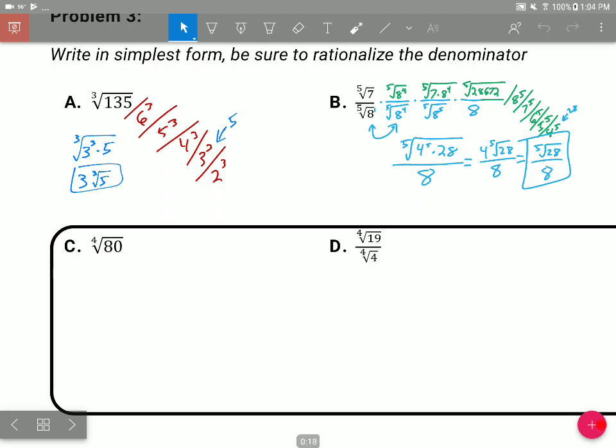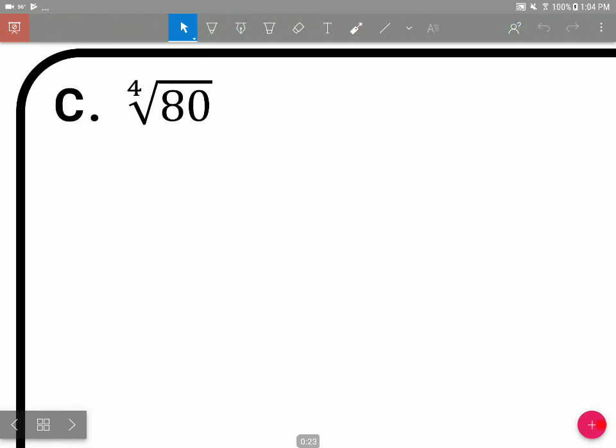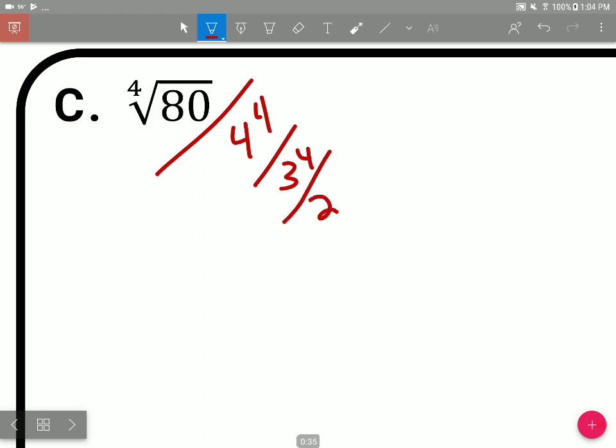So here we go. We're dealing with fourth root. So like letter C. Basically, what we did is divide it by perfect fourths, I guess is the word for it. So if you don't have a calculator, find one. But here we go. Let's start dividing it by fourths. 80 divided by 4 to the fourth, 3 to the fourth, 2 to the fourth.